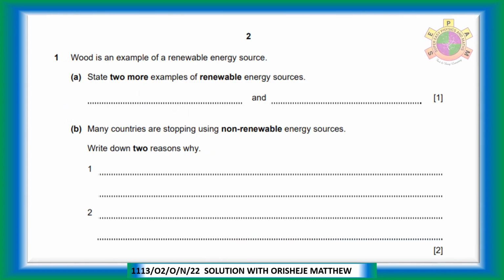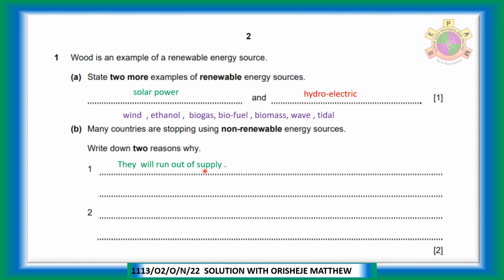Wood is an example of a renewable energy source. State 2 more examples of renewable energy sources. We have solar power, and the next is hydroelectric power. You have other sources of renewable energy. We have wind, ethanol, biogas, biofuel, biomass, wave, and tidal wave. These are energies that don't easily run out and they can be replenished or replaced.